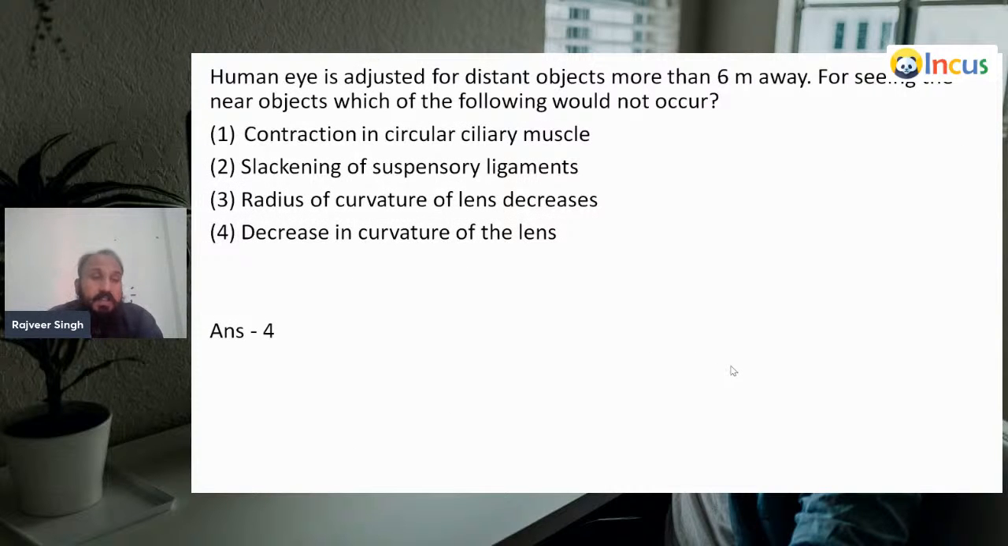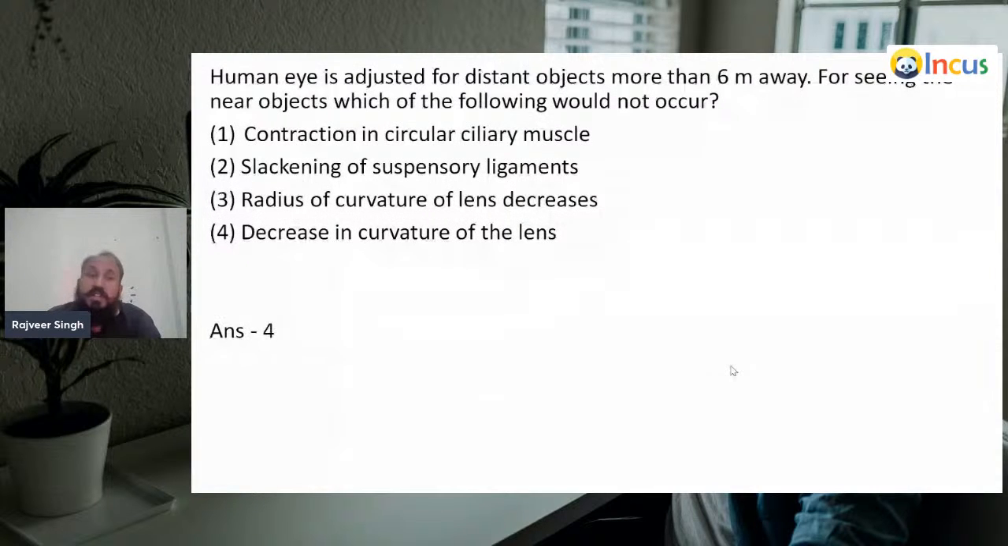Next question. This is about the human eye, which is adjusted for distant objects more than 6 meters away. For seeing near objects, which of the following would not occur? Contraction in circular ciliary muscles, slackening of suspensory ligaments, radius of curvature of the lens decrease, decrease in the curvature of the lens. Definitely, in this type of condition, the answer will be 4.